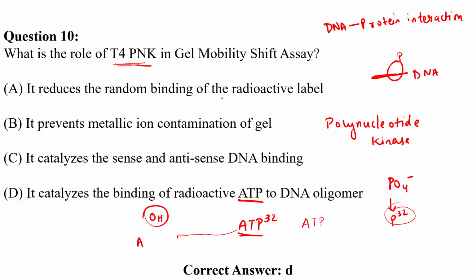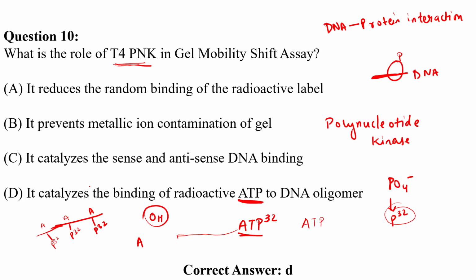What it does, it activates that phosphate group that is already present in the DNA, and that phosphate group can be replaced by a radioactive nucleotide. So the dNTPs that we add, the dATP, dGTP, whatever we are adding, the ATP, we are adding radioactive ATP. So instead of regular phosphate, it has a radioactive phosphate. So wherever the DNA will have adenine residues, this radioactive adenine will get incorporated. So the DNA will ultimately get labeled with the P32 isotope. So that is the role of T4 PNK in the gel mobility shift assay. It catalyzes the binding of radioactive ATP to the DNA oligomer. Is that clear?